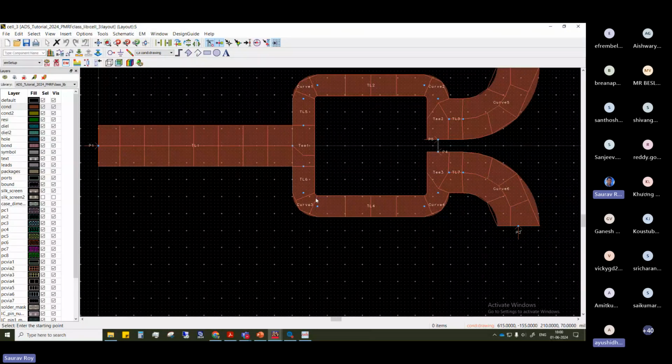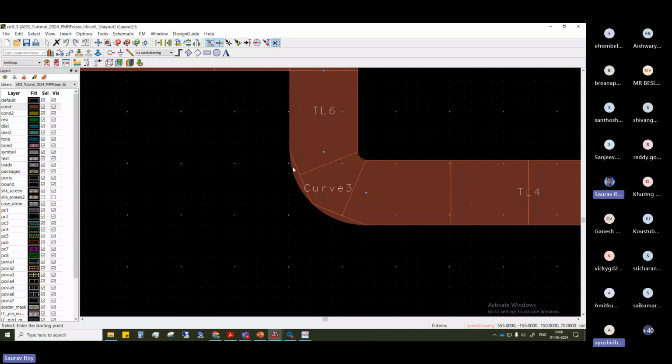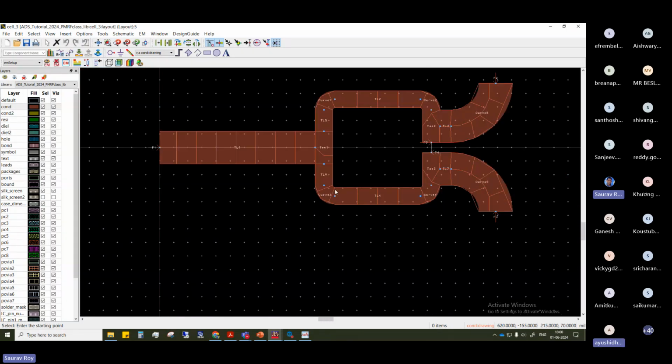But the more cells you take, the better it is, especially if you have very thin lines and very sharp edges. You see the sharp edge here. So it is better to take more cells, and the simulations will be better. The more cells you take, the more accurate it will be. You can take lambda by 20, that is good, or even lambda by 30 is also good. But for a big circuit, it will take a lot of time in simulation.